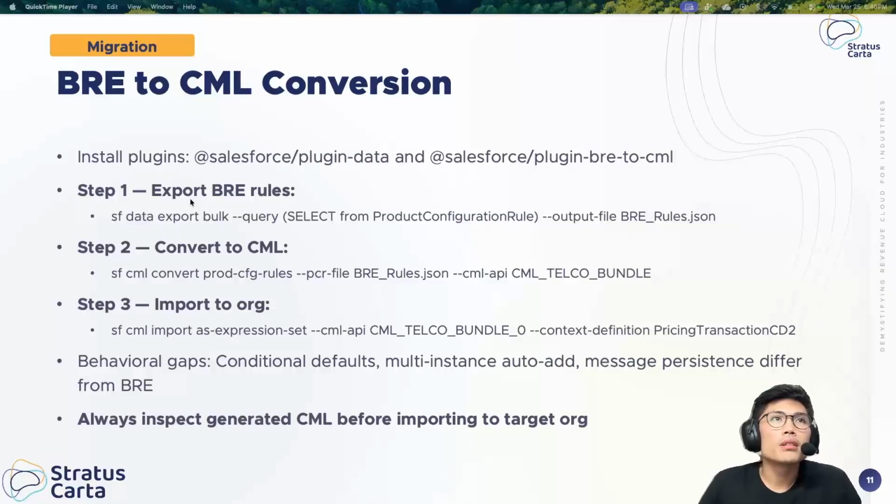The first step is we're going to be exporting your BRE rules by running a query, and we're going to transform that into a JSON. We'll use the Node.js library that we installed to convert the configuration rules into CML, and then we're going to import it into the org. By the end of it, it's going to be a CML code that you, of course, have to validate before activating.